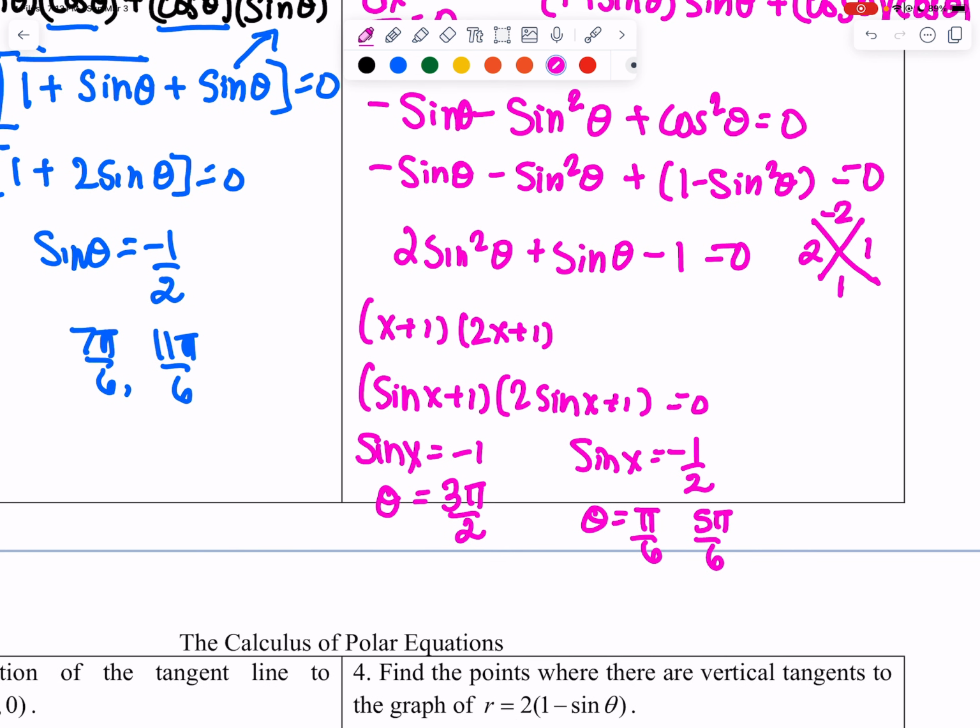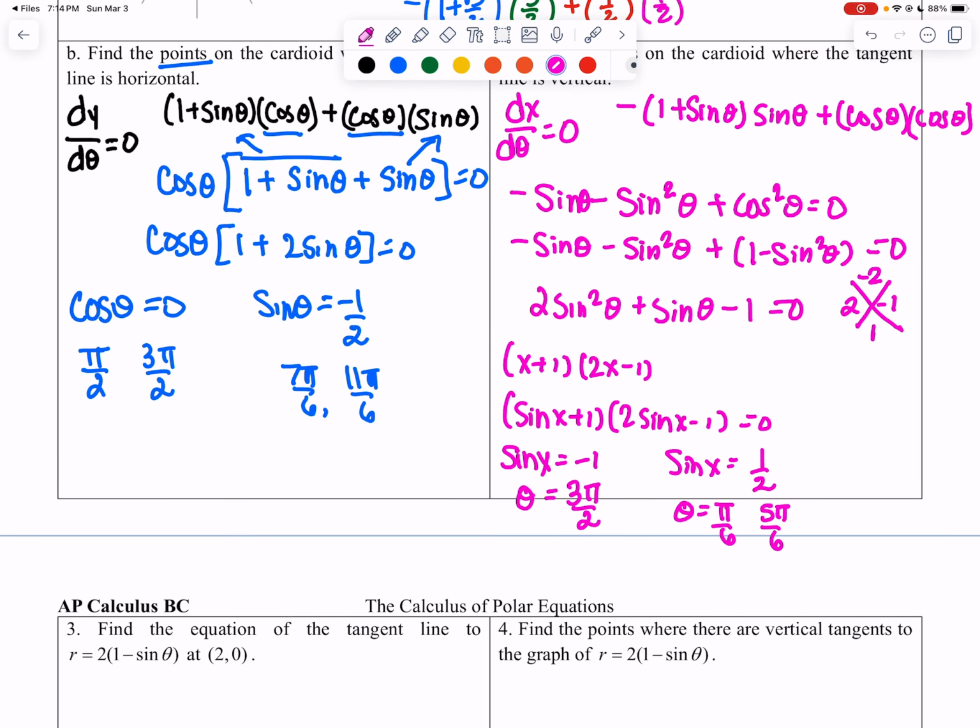Something's off. Let me find that. So that should be a negative 1, which means that this should have been a negative 1, which means this should have been a negative 1. That's a positive 1. Okay, there you go. So theta is equal to 5 pi over 6 and pi over 6.